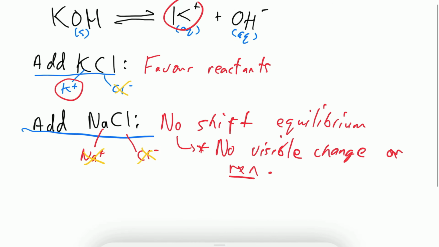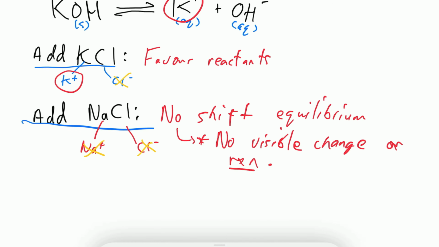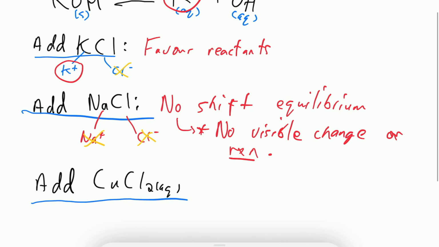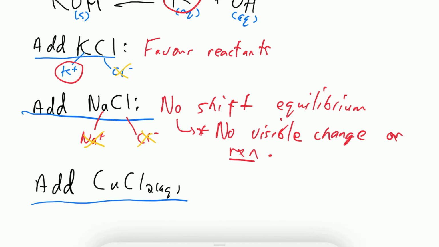Now, here's the thing. When we added copper chloride, aqueous, it was a little bit different and went against our intuition, which would be to write everything off that doesn't directly belong. So when we break this down, that goes into Cu2+, and that goes into Cl-. Cl- is not part of the system at all, and neither is copper 2+. Yet, we saw some sort of change or shift in equilibrium. And why is it that that occurred?